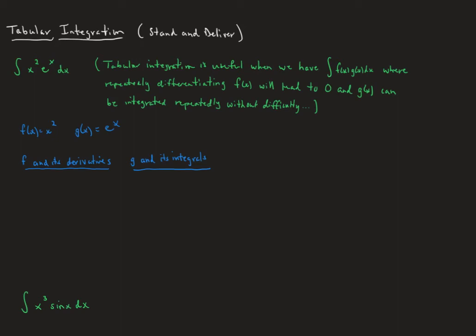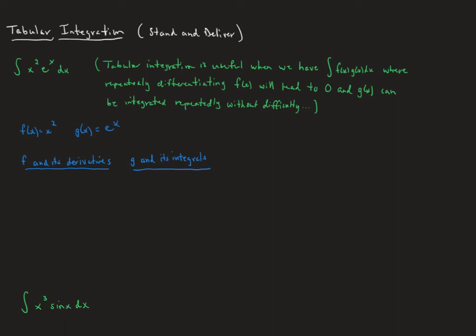It's a way of organizing and doing our integration by parts, but it's really only useful in a special kind of instances where the f of x, our choice for u, is going to eventually differentiate to 0, and the other part, the dv part, we can actually do those integrals without too much pain and suffering. So here's what it's going to look like.